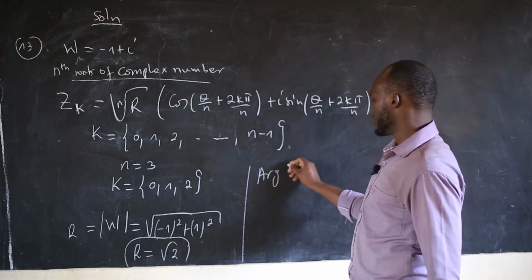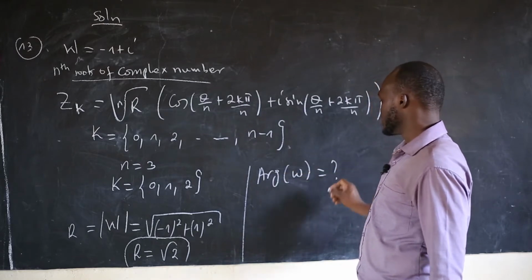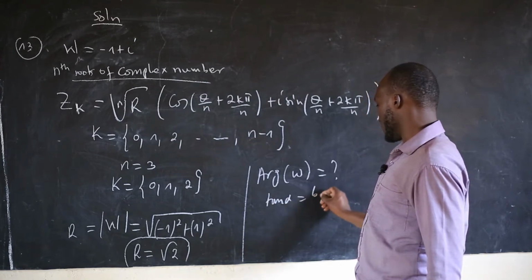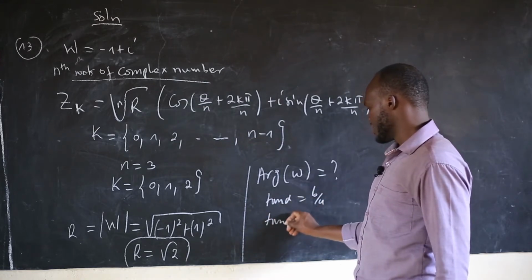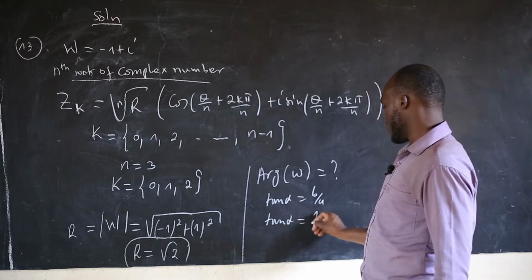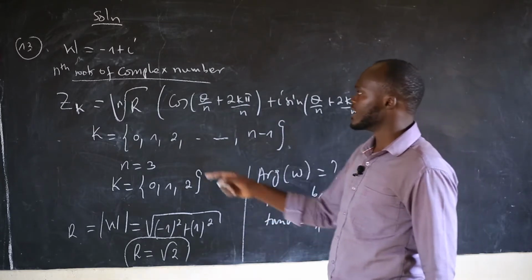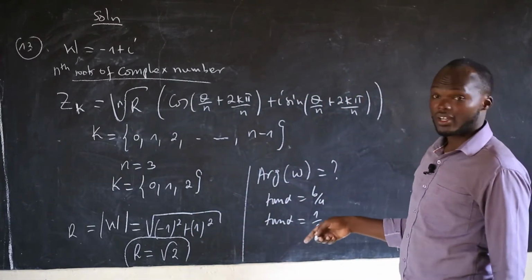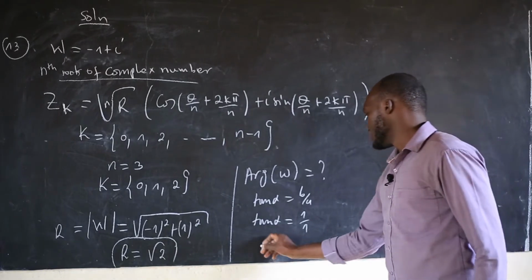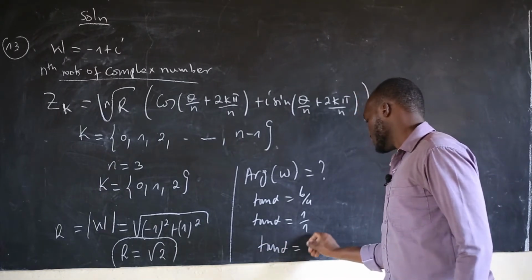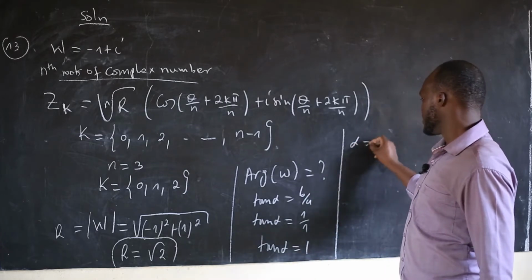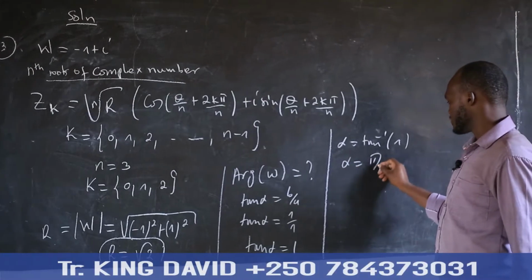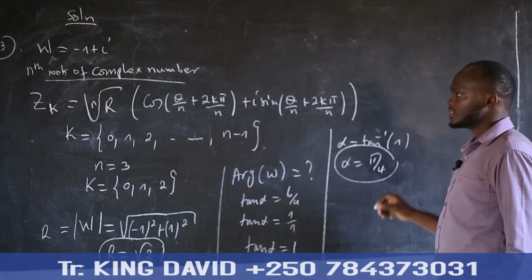So we're going to find the argument of w. Let's use tan alpha. You know that tan alpha equals b over a. Here our b is 1 and our a is 1. I told you that we don't consider negatives here. We consider negatives when we are looking at where it is located on the circle. So tan alpha equals 1, so alpha is tan inverse of 1, and tan inverse of 1 is pi over 4.